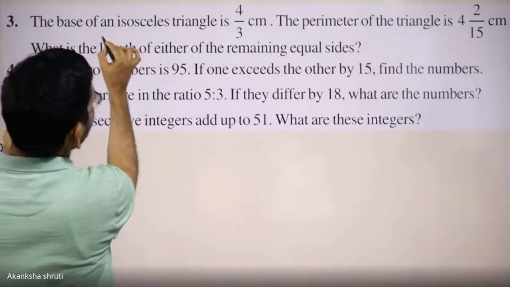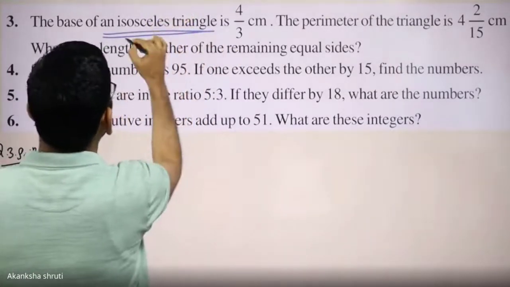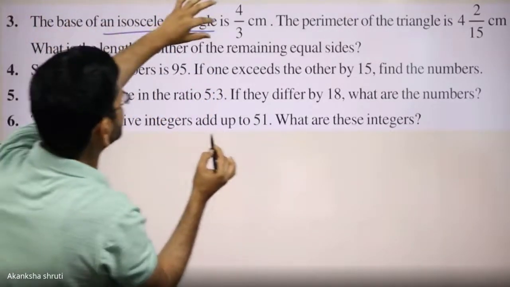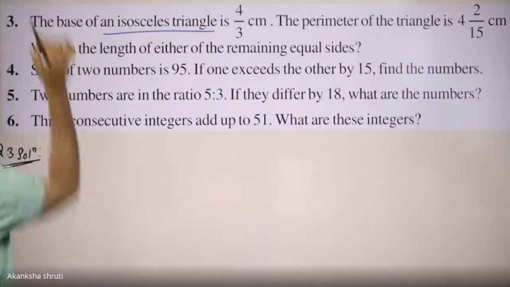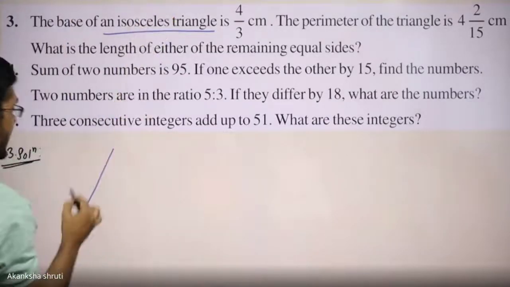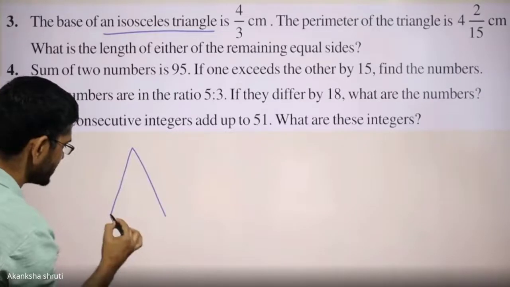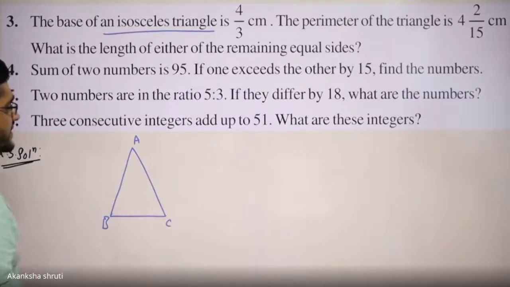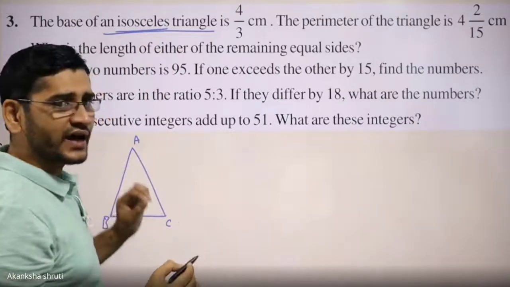Base of an isosceles triangle. So wherever this word isosceles triangle is given, from this itself you must understand. You first draw the isosceles triangle and recall its properties. We know that if we have an isosceles triangle, it simply means its two sides are equal. That is the only concept. Let me draw an isosceles triangle like this. A, B, C. So ABC is an isosceles triangle. Isosceles means its two sides are equal.